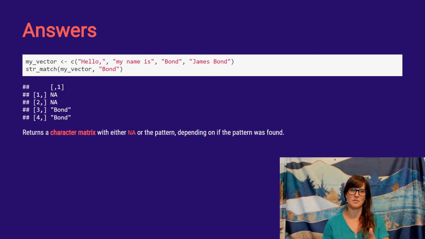It's got one column for that one vector, and what we have in the first row is NA, because there was no pattern Bond in that first element. Second one, NA, and then for the last two, it yanks out the pattern that you were looking for and hands it back to you. Here you go, I found a Bond. Here you go, I found another Bond.